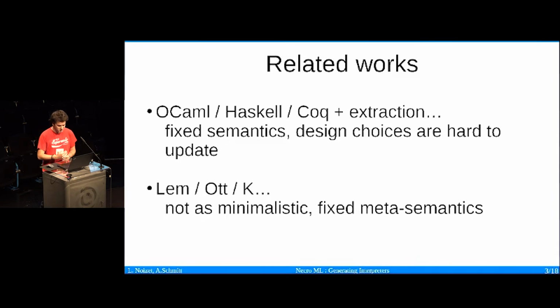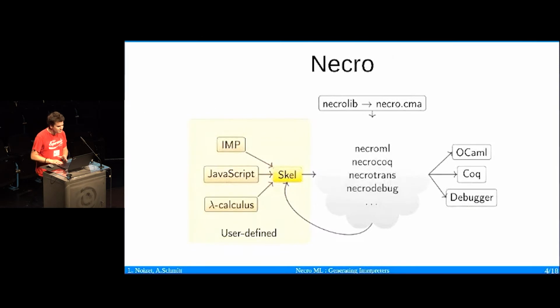So, in fewer words, with a nice picture, if I want to describe the operational semantics of a programming language, I can just write the semantics in Skeletal. This is the only thing that the user has to do. And then you can put it in the Necro ecosystem to generate all kinds of stuff. So, for example, an interpreter written in OCaml, a Coq formalization, a debugger, and so on. Today I'm going to talk mainly about only Necro ML, so about the generation of OCaml interpreters.